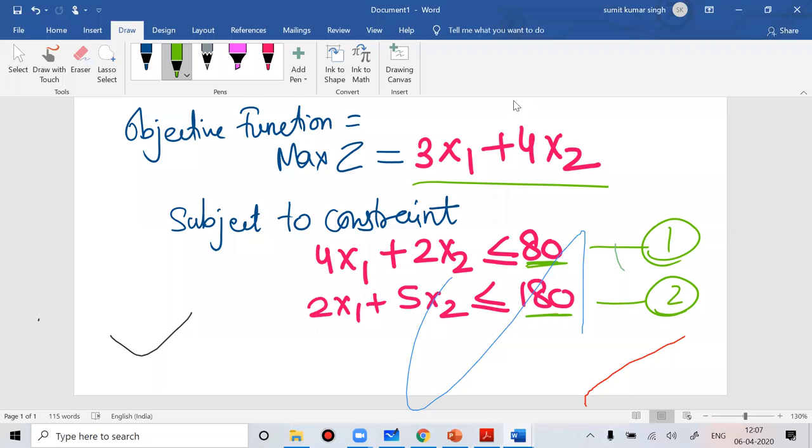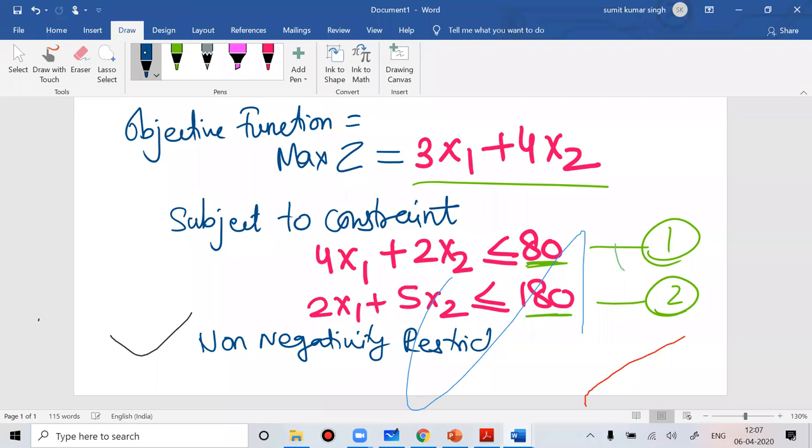Once you're done with these two constraints, after that we write the non-negativity restriction. In the non-negativity restriction, we write that x1 and x2 should be either 0 or greater than 0. They cannot be less than 0. Everyone will say, yes, this is common sense, that what you are manufacturing cannot be negative. But maths doesn't know this, because in maths, x1 and x2 are just numbers.